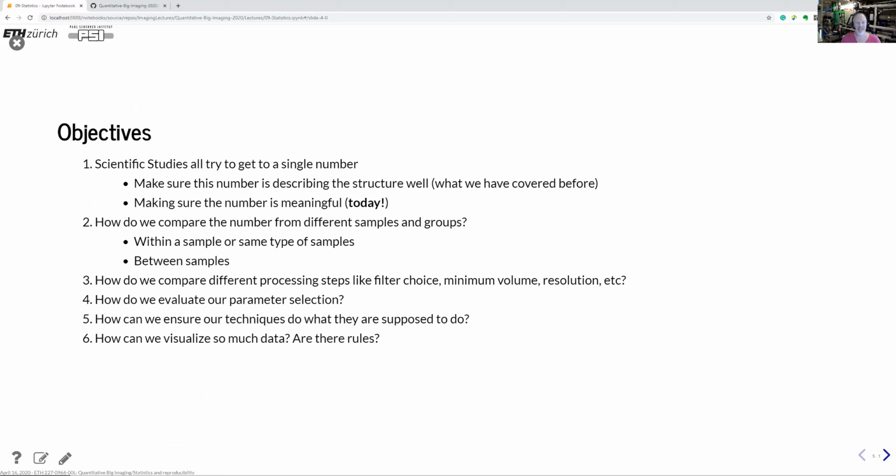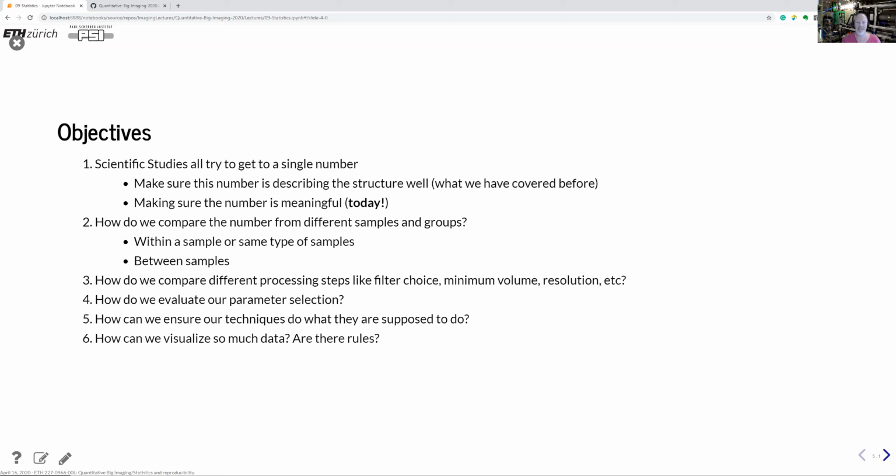So in scientific studies, we try to get single numbers describing how something behaves. And when you do this, you need to have something that describes what you want to do in a clear manner, so there shouldn't be any confusion. And also the next step is making it meaningful, and that is what we're going to talk about today. So talking about making conclusions out of it.